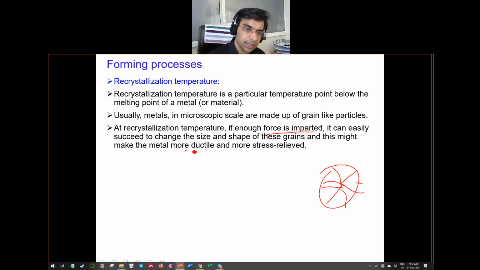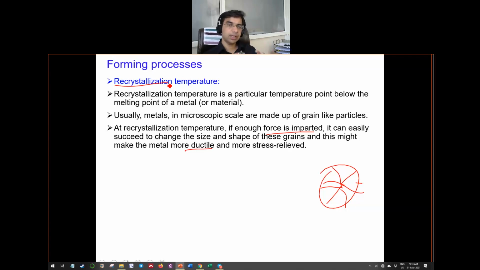Because when the material acts as ductile, it can easily flow, or the grains can easily slip under the externally applied force, thereby providing an ease of deformation. So the grains basically recrystallize into small grains upon application of external force. That is why the name is recrystallization temperature. Re means the crystallization is happening again, and in this case only an externally applied force is sufficient to basically break the grains.